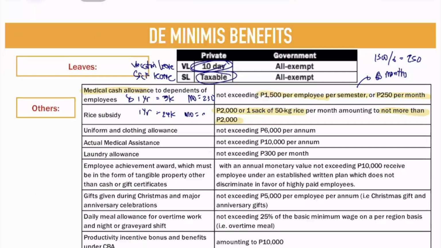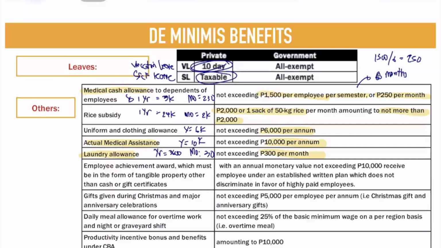Monthly, it is 2,000. Next, uniform and clothing allowance must not exceed 6,000 per annum. Next, actual medical assistance, 10,000 per annum. We also have laundry allowance, 300 per month, so yearly it is 3,600.